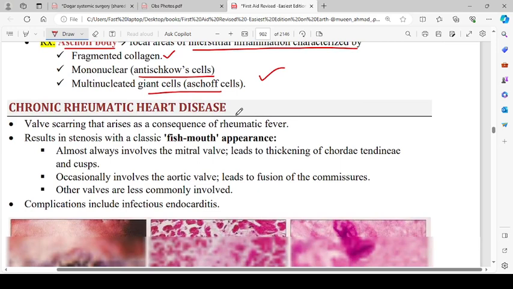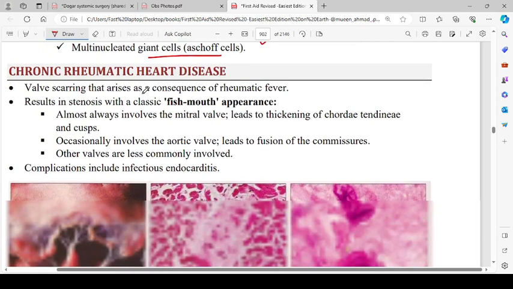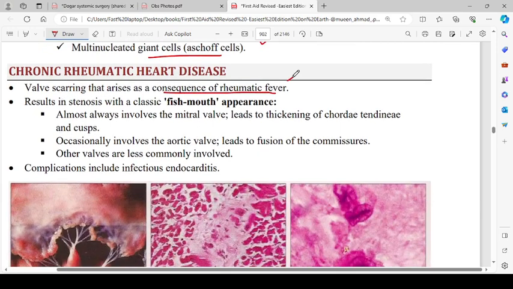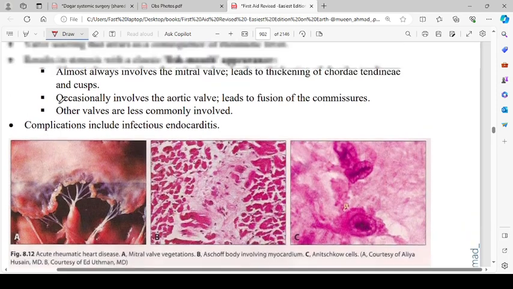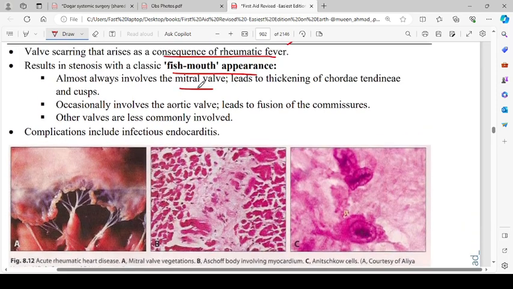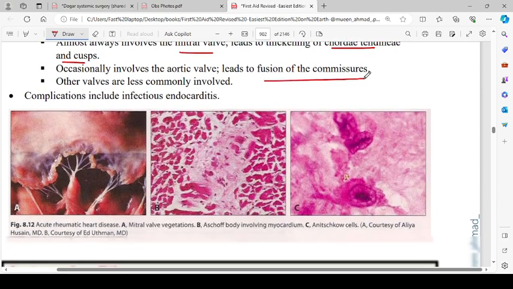Chronic rheumatic heart disease, valve scarring that arises as a consequence of rheumatic fever. So basically, in the chronic rheumatic heart disease, the valve becomes scarred, results in stenosis with a classic fish mouth appearance. Almost always involves the mitral valve, leads to thickening of the chordae tendineae and cusps. Occasionally involves the aortic valve, leading to fusion of the commissures. Other valves are less commonly involved.